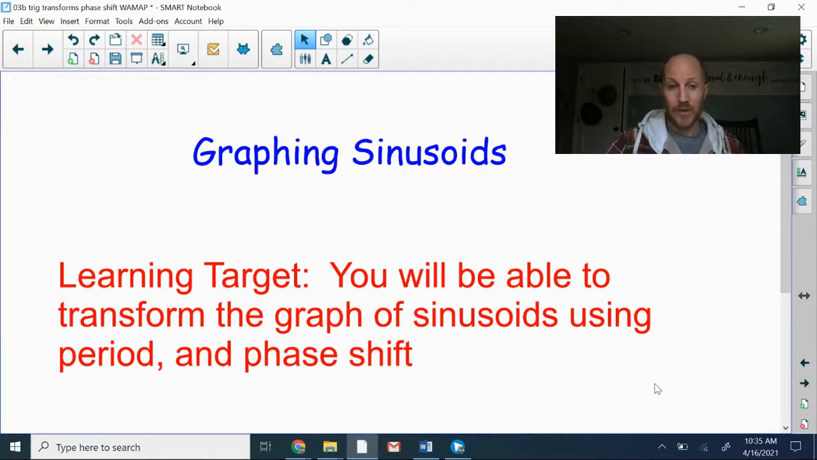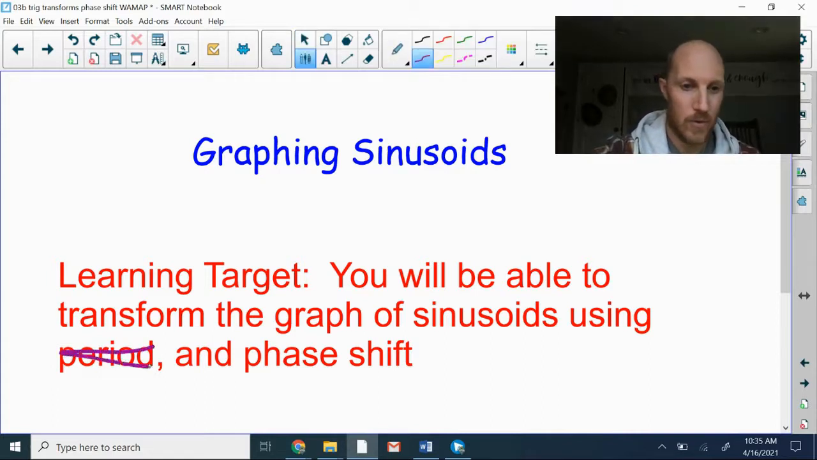Today we're going to look at graphing sinusoids. So we're going to be heading towards this learning target. You'll be able to transform the graph of sinusoids using period and phase shift. We're actually going to put a hold on period. We'll get to that next time. So we're only looking at phase shift today. Let's put period on hold. We'll come to that later.